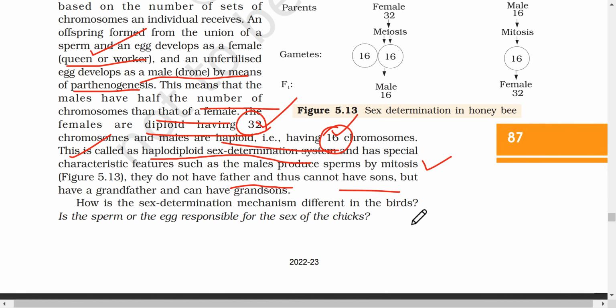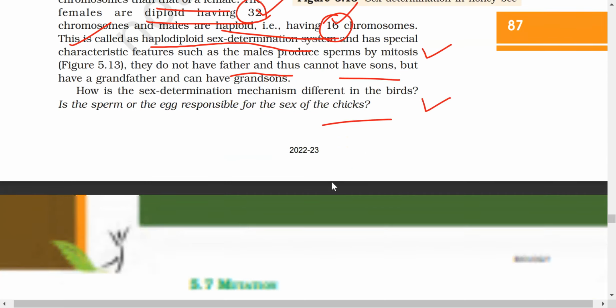How is the sex determination mechanism different in birds? Birds में क्या होता था? Is the sperm or the egg responsible for the sex of the child? It's the opposite because heterogamety egg पे होता है, isn't it? Birds में you have female heterogamety.